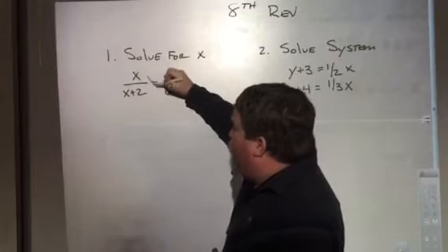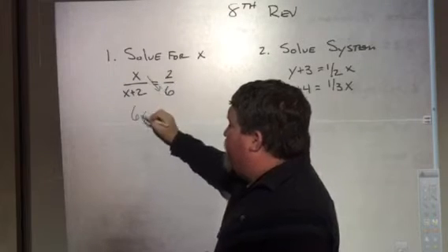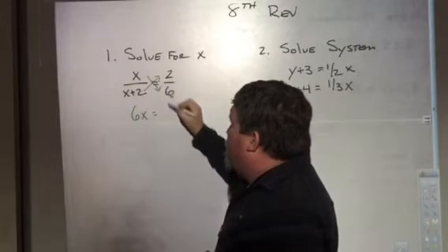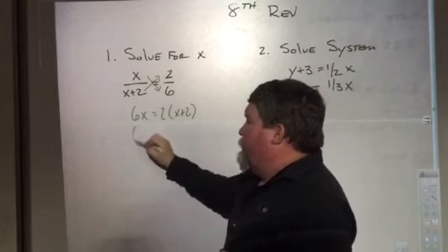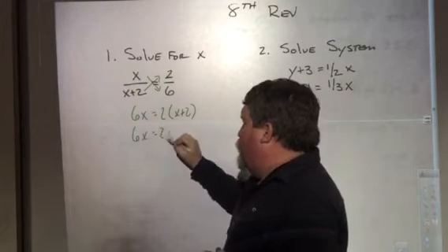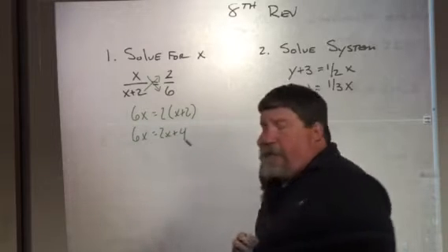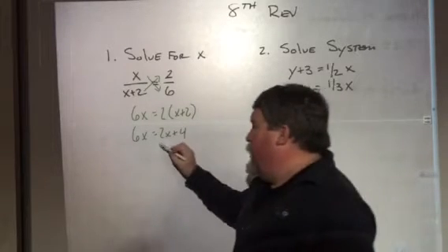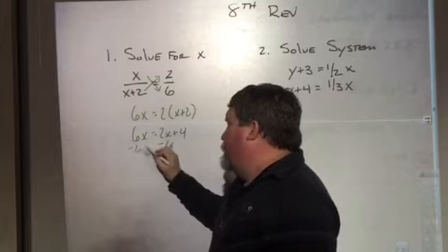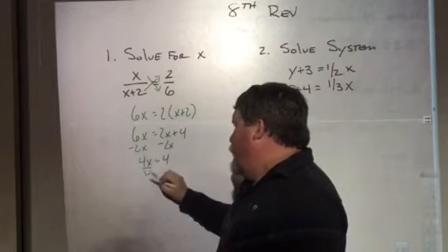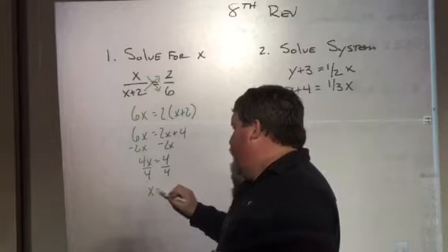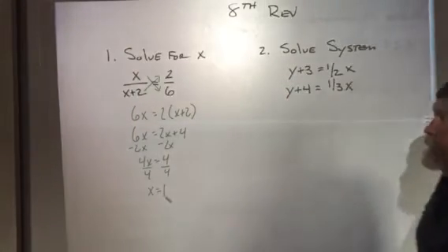So on number one, we're going to cross multiply. So we're going to get 6x equals 2 times x plus 2. So 6x equals 2x plus 4. Okay, both sides have 2x in common, so we're going to get rid of that. So 4x is equal to 4. We divide by 4. x is equal to 1.